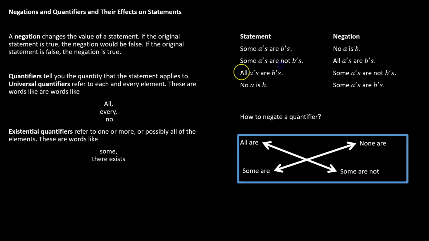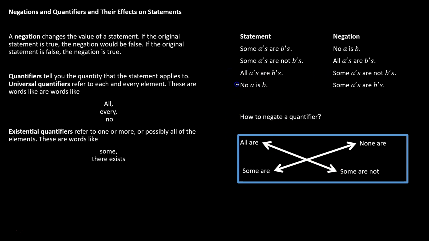Moving on to our next statement, all A's are B's. If we're saying all are, then the negation of that follows that arrow down to some are not. So we would say some A's are not B's.